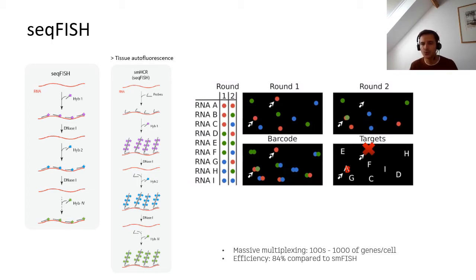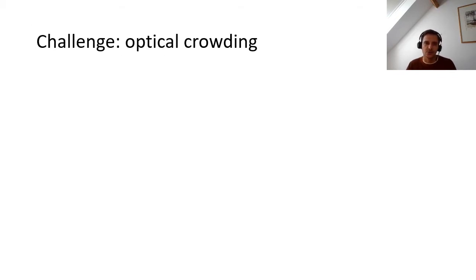You don't know what fluorescent readout there would be in round 2 or in any other round, and you're not able to decode that barcode, so you lose that information. So that's one of the reasons. Another reason is also optical crowding.